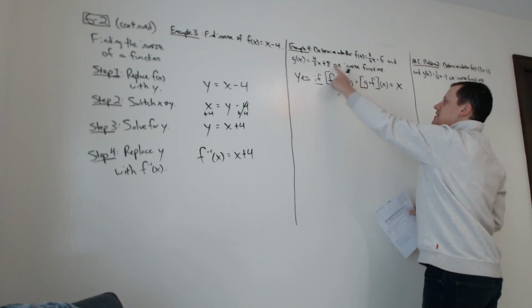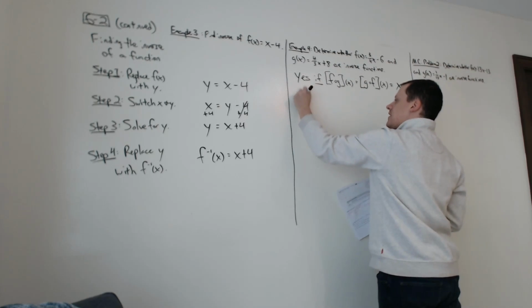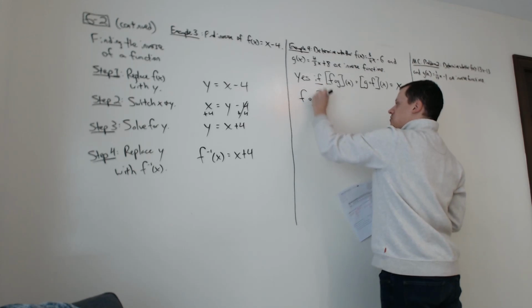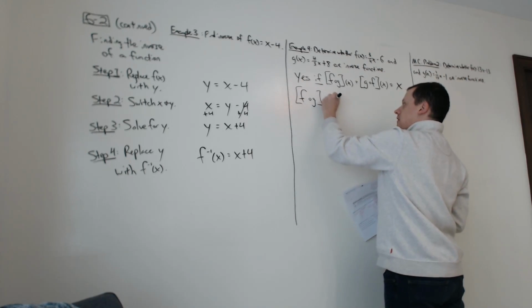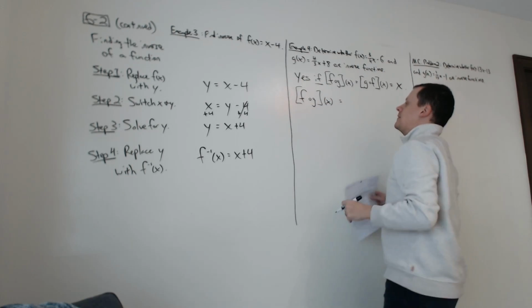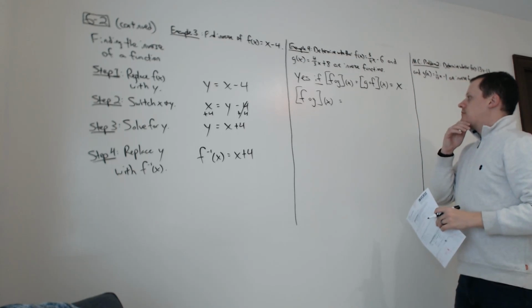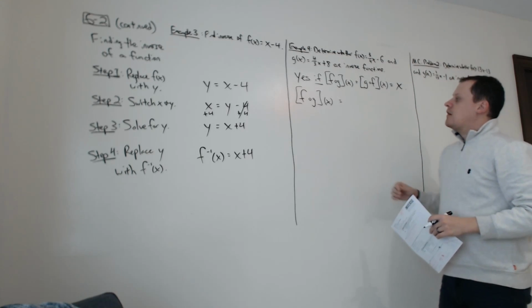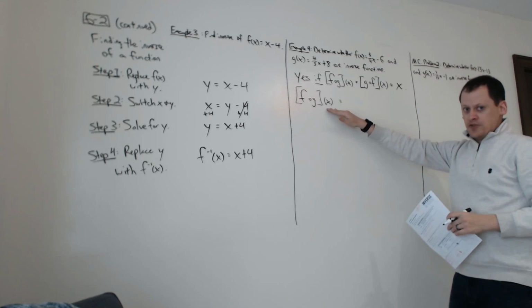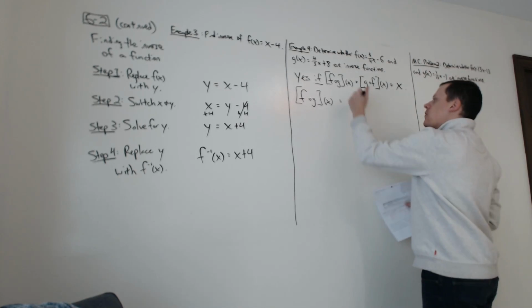Let's calculate this first. We want to find f of g of x. So this is one way to write f of g of x. I prefer writing it a different way.